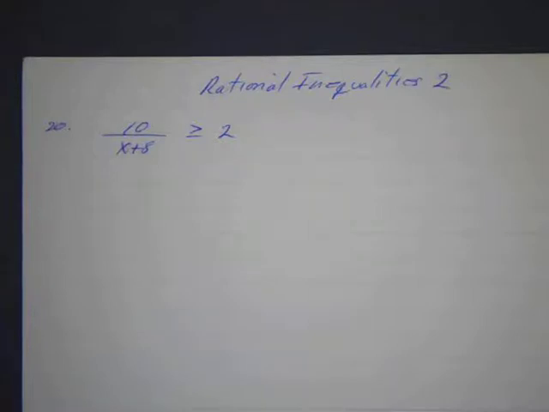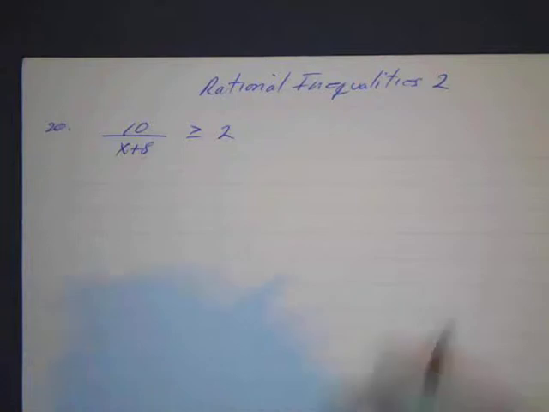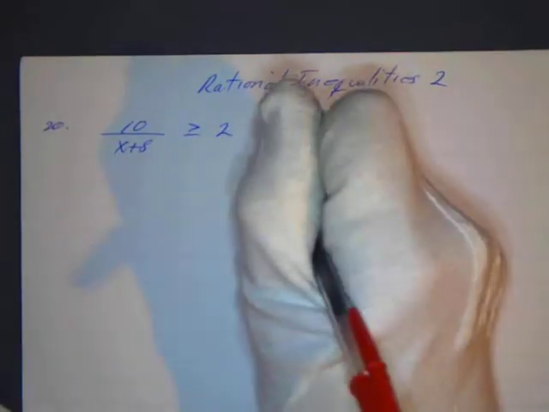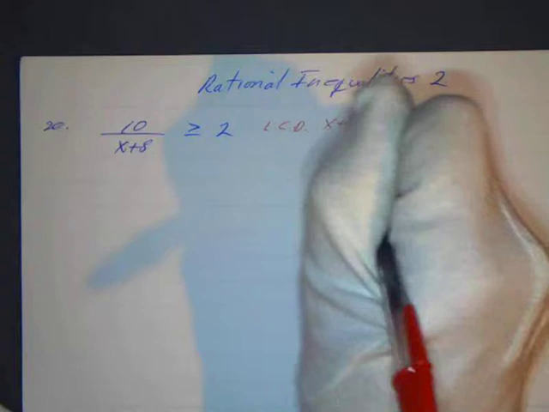Okay, here's another example of rational inequalities. So we have 10 over x plus 8 is greater than or equal to 2. So we know we're going to be able to solve the equation by multiplying both sides by the LCD. So we'll do the same thing with the inequality. So my LCD is going to be x plus 8.